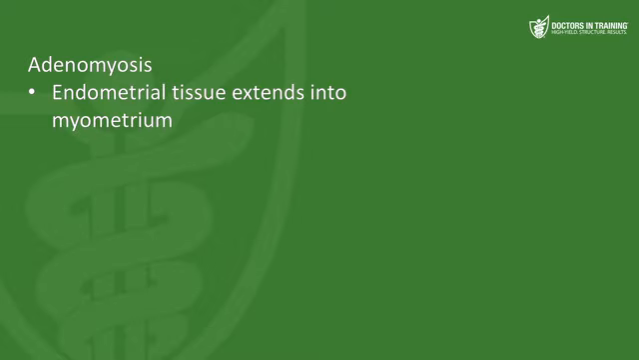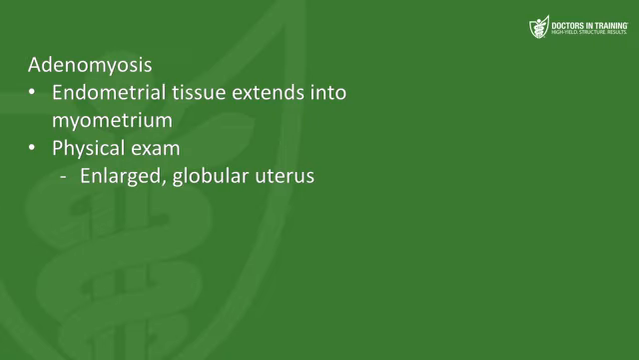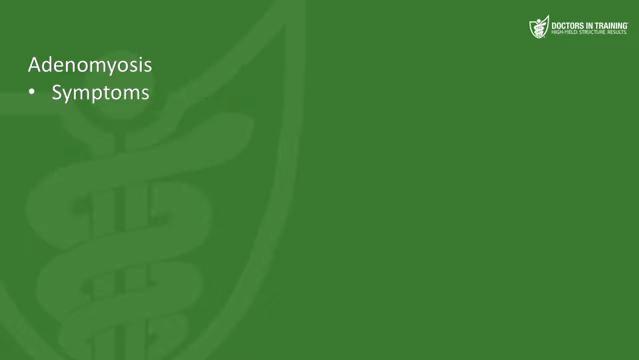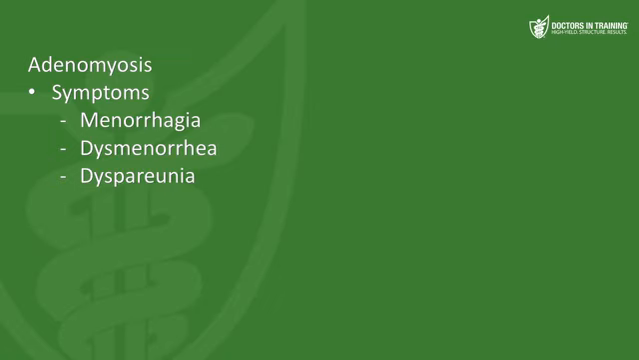Let's move on to adenomyosis. You can think of this as endometriosis of the myometrium. So the endometrial tissue extends inside the smooth muscle layer of the uterus. This causes the uterine wall to hypertrophy and become thicker. And so the uterus is often enlarged and globular on physical exam, and it's often tender to palpation as well. Symptoms of adenomyosis include menorrhagia, dysmenorrhea, dyspareunia, and pelvic pain. And then the definitive treatment is hysterectomy.